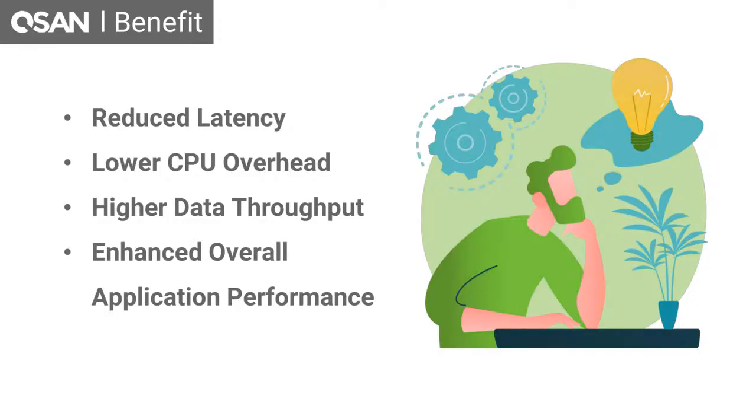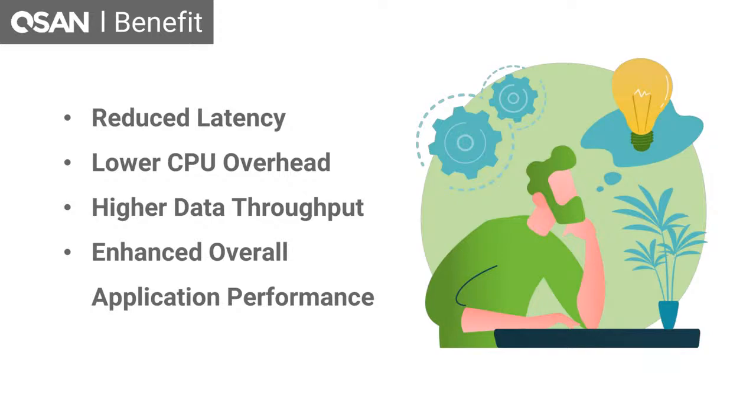Lower CPU overhead. Traditional data processing typically involves substantial CPU computation and data movement, but GDS technology enables direct data transfer between the GPU and the storage system, bypassing the CPU. This reduces the CPU's workload and allows it to focus on more critical computational tasks.